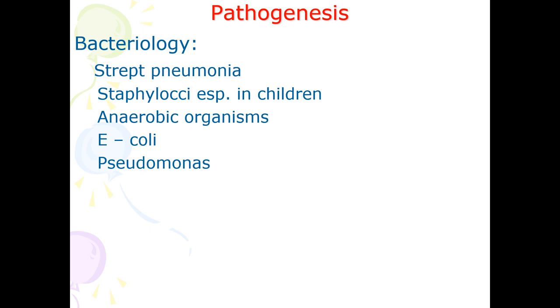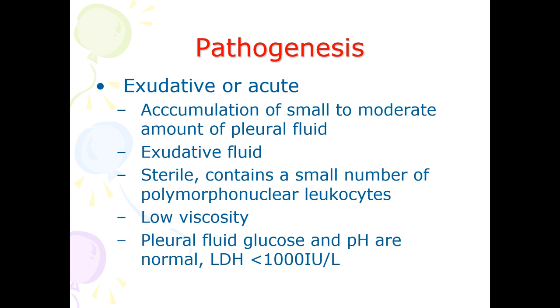Exudative or acute: accumulation of small to moderate amount of pleural fluid. Exudative fluid, sterile, contains a small number of polymorphonuclear leukocytes, low viscosity. Pleural fluid glucose and pH are normal, LDH less than 1000 international units per liter.